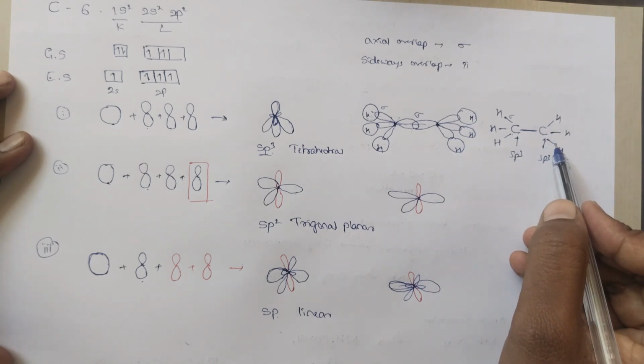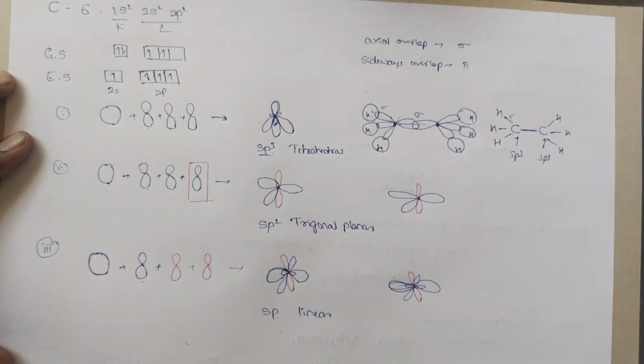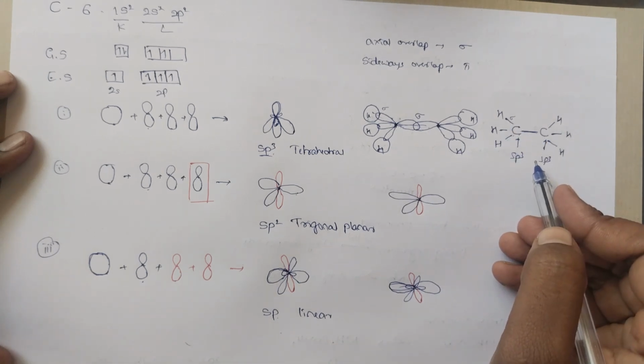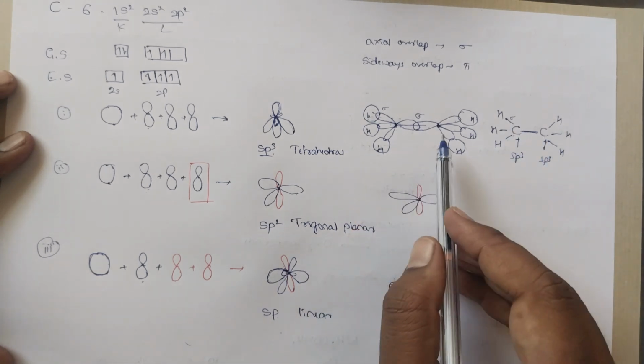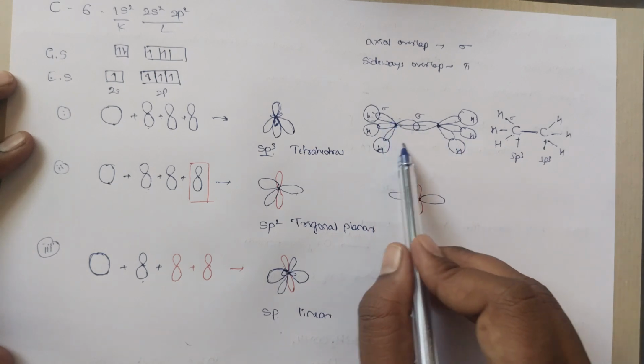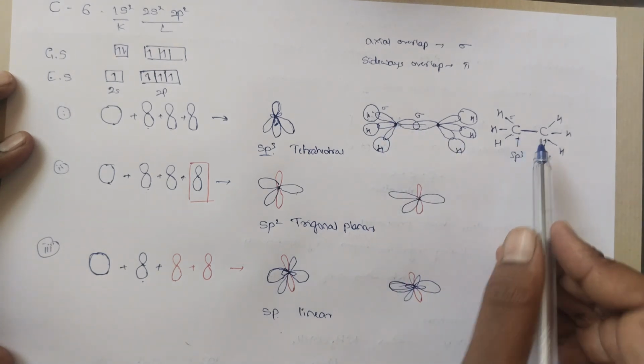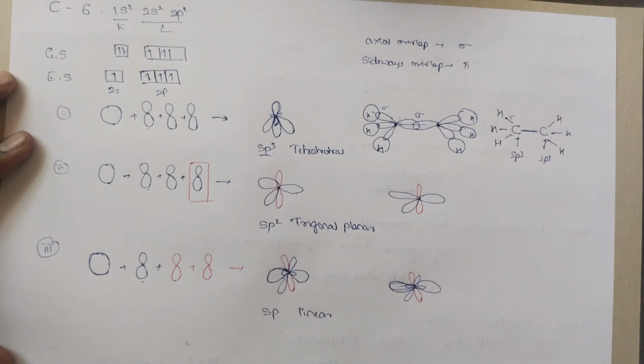Here also going to form the sigma bond. Here also going to form the sigma bond. Okay. So in total there are 7 sigma bonds. There are no pi bonds, because there are no unhybridized p orbitals. Okay. So these carbons are sp3 hybridized carbons. What about the second case?